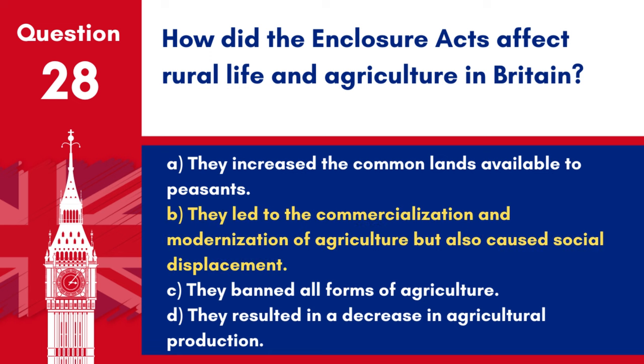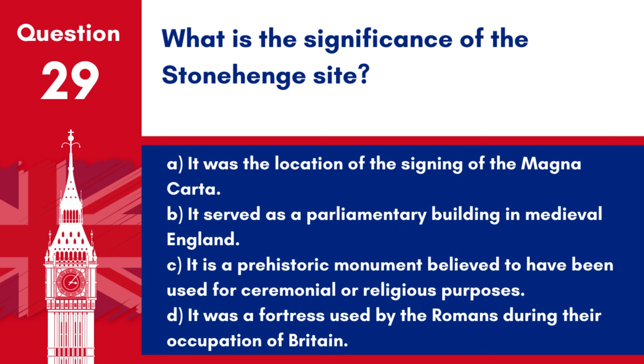Answer B. They led to the commercialization and modernization of agriculture, but also caused social displacement. The Enclosure Acts transformed British agriculture by consolidating land into larger farms, leading to increased efficiency, but also displacing many rural inhabitants.